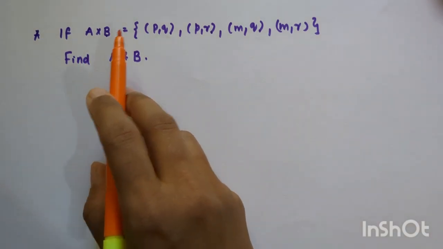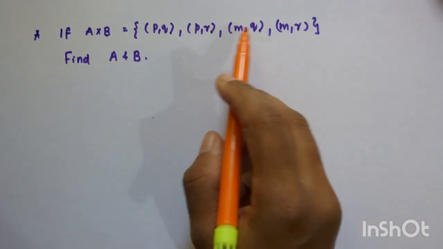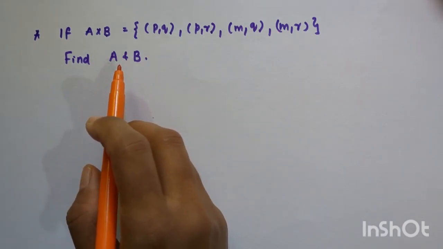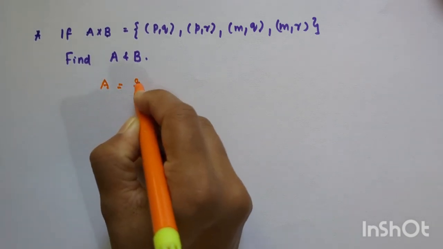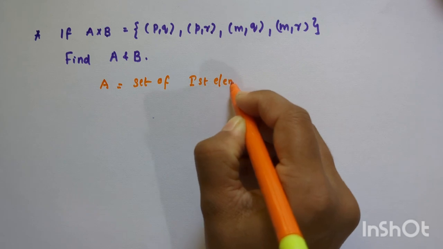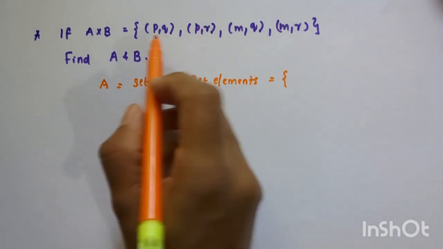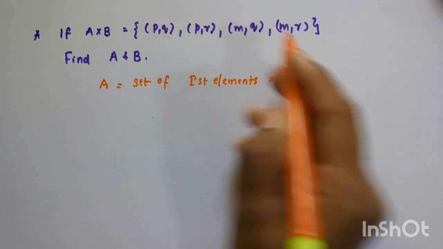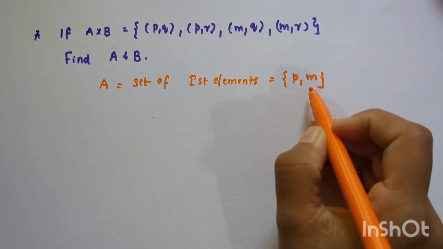Now, if A cross B is equal to the set of ordered pairs (p, q), (p, r), (m, q), (m, r), then find A and B. You see A cross B, so A is the set of first elements. The first elements in these ordered pairs are p, p, m, m. We don't want to repeat the elements, so p, then m. So this will be the set A.